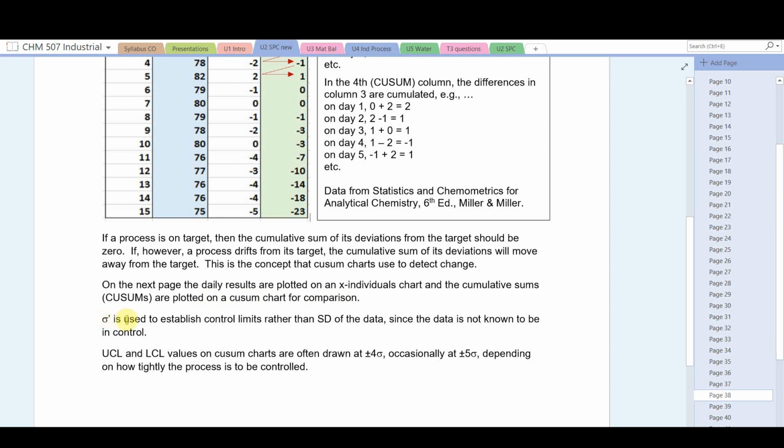Sigma prime is used to establish the control limits rather than the standard deviation of the data, because the data is not known to be in control. The upper and lower control limit values on Qsum charts are often drawn at plus or minus 4 sigma and occasionally at plus or minus 5 sigma, depending on how tightly the process is to be controlled.